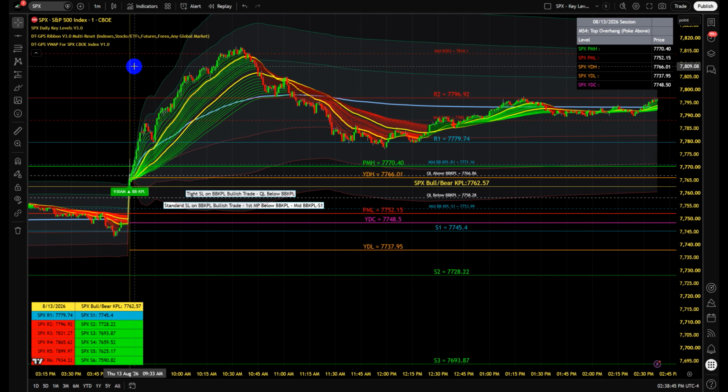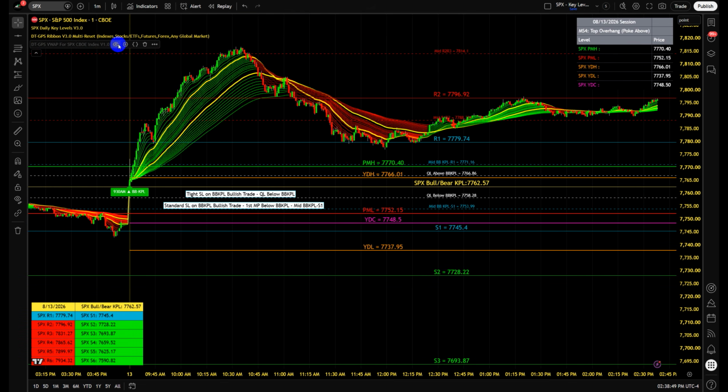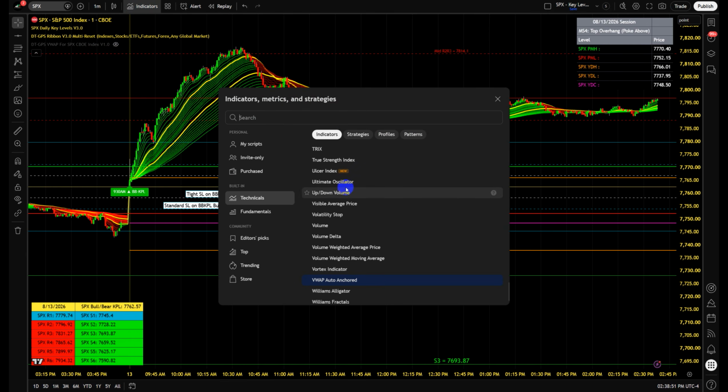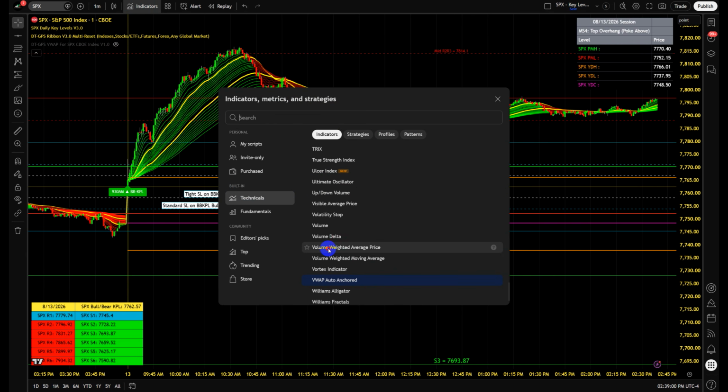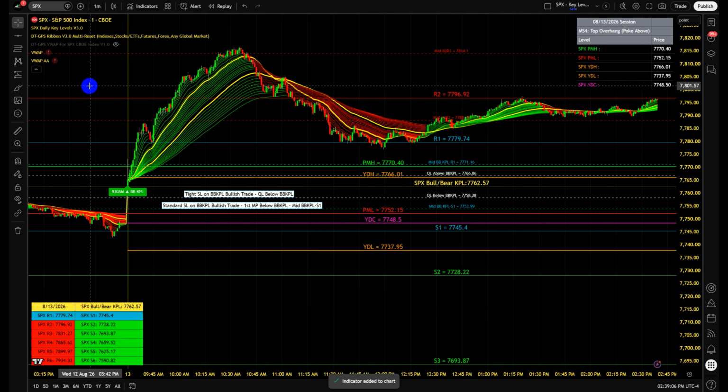So first off, we'll just show you that real quick. We have our VWAP turned on right now. We'll just go ahead and hide it. We'll go into indicators, into technicals built into TradingView. We'll go down to volume weighted average price, which is the built-in VWAP. And then we'll also try VWAP auto anchored. You'll see here that you have a red exclamation point for both of those, and there's no VWAP on the chart. So it's not a TradingView platform issue.